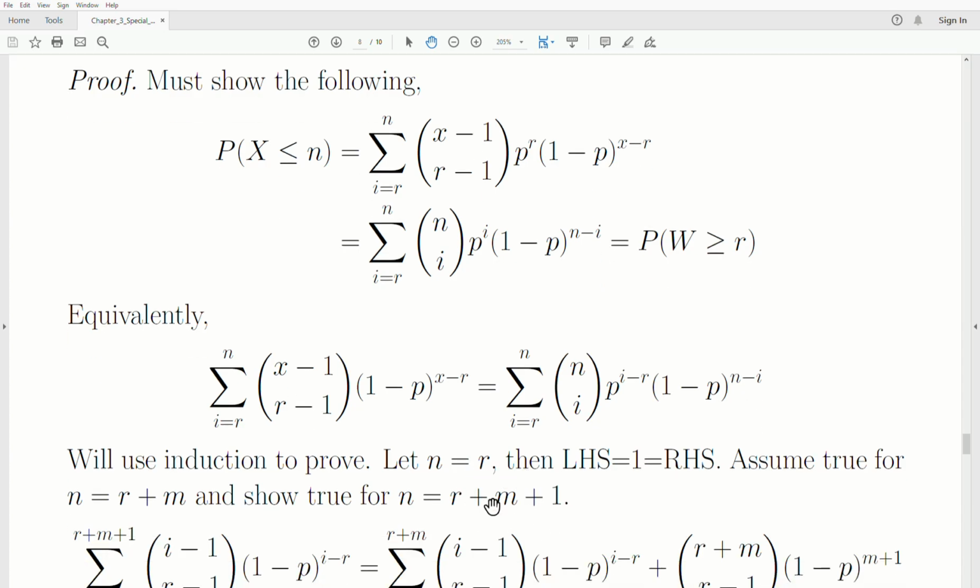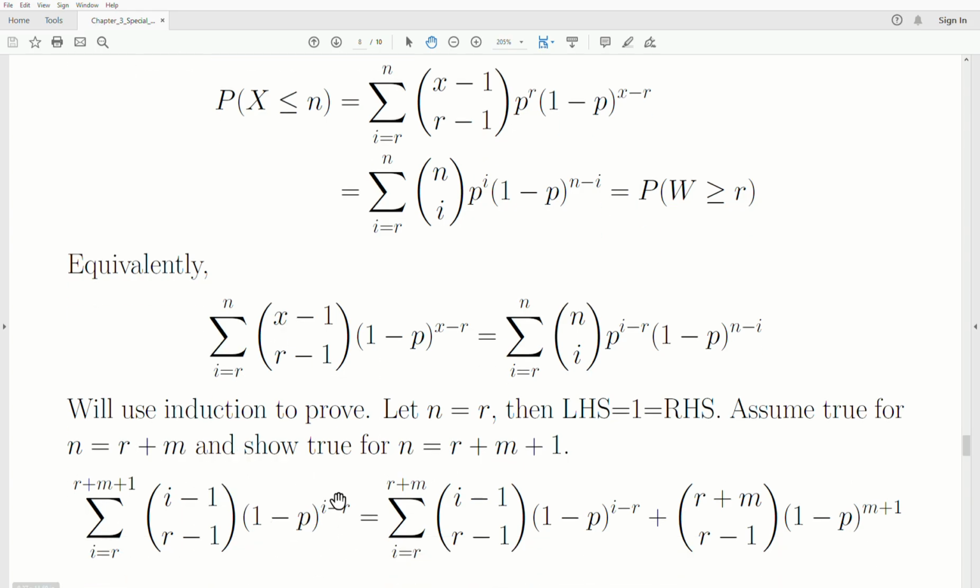So we plug in n equal to r plus m plus 1, and that's what this expression is. And so this is the negative binomial, this piece here. That last term we separate out, so this is the sum from, take out the 1, otherwise it's the same, and this is that last term.